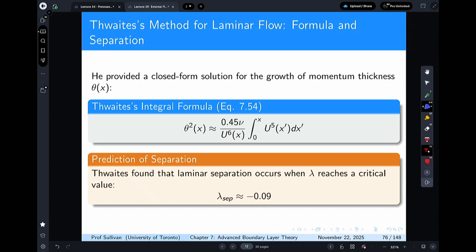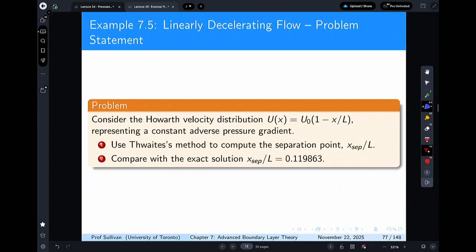So Thwaites' integral formula: theta squared is approximately equal to 0.45 kinematic viscosity over u to the 6, times the integral from 0 to x of u to the 5th of x prime, dx prime. And the important thing here is lambda at separation is equal to minus 0.09. That's, again, empirical. You're not expected to solve these or derive them from first principles. You will benefit from knowing that they exist and keeping them in the back of your head.